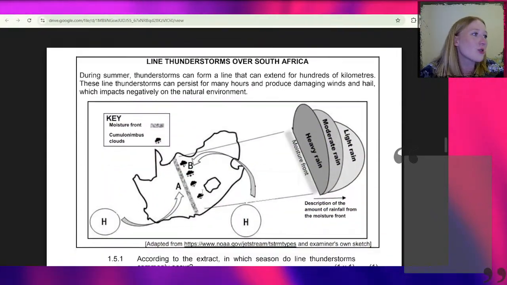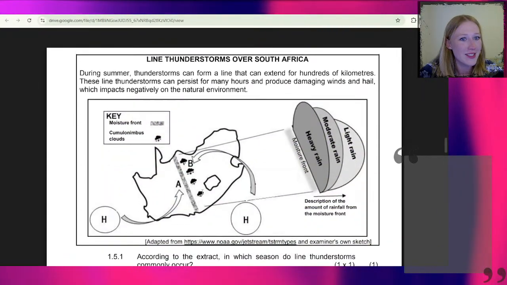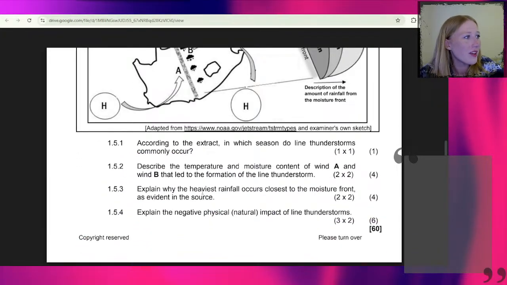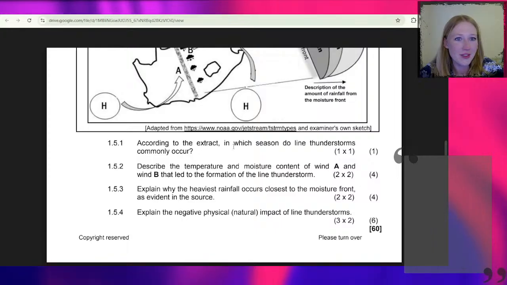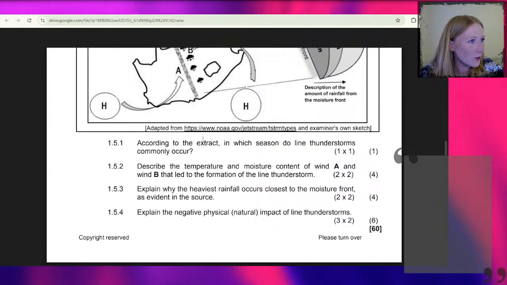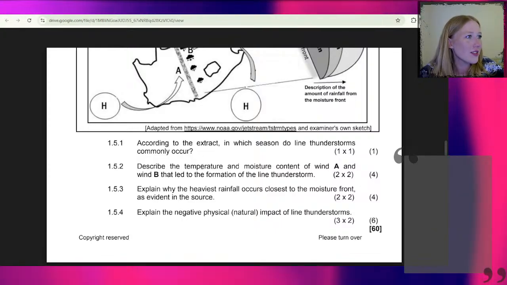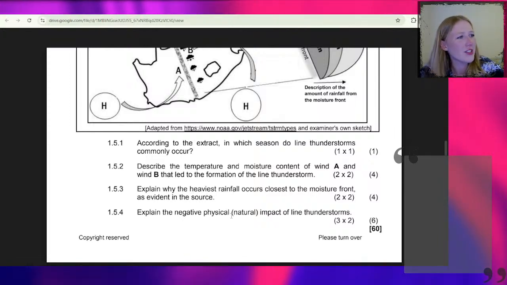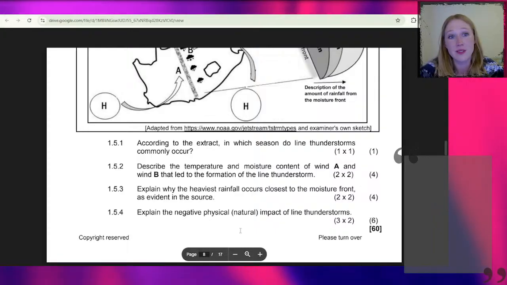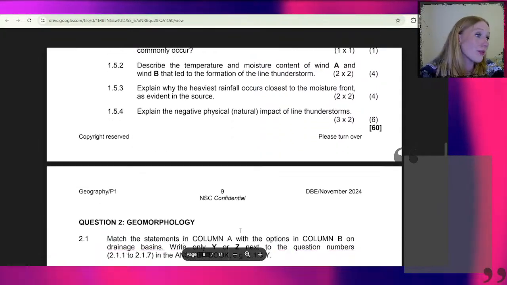Okay, line thunderstorms. Again, covered this with anticyclones in another favorite final. I'm trying to see if there's any questions that I didn't include. So yes, I answered that one. I feel like you guys can answer that. And negative impact. You would be fine with all of those.